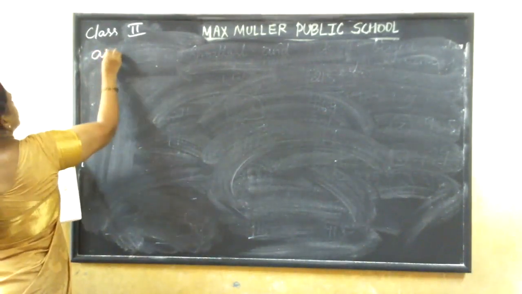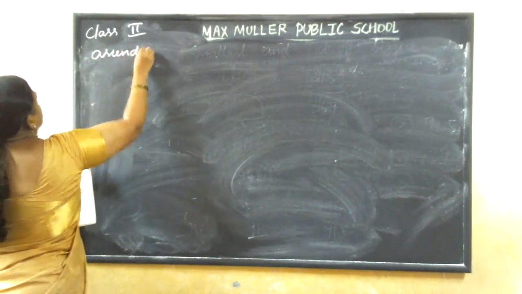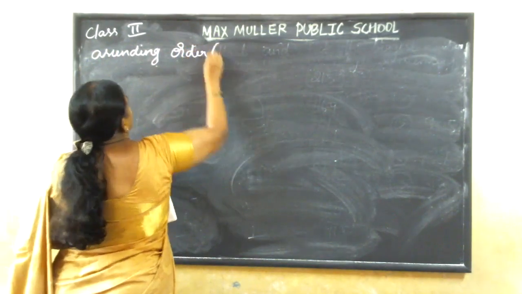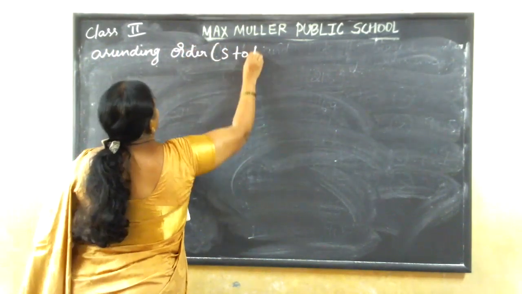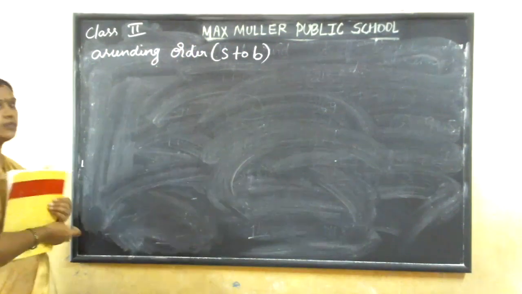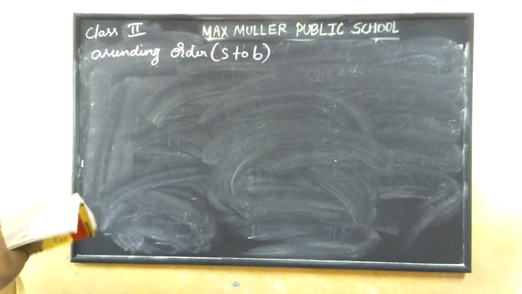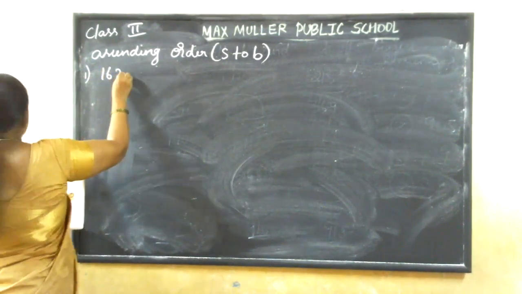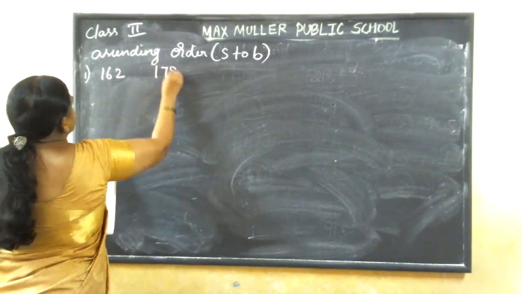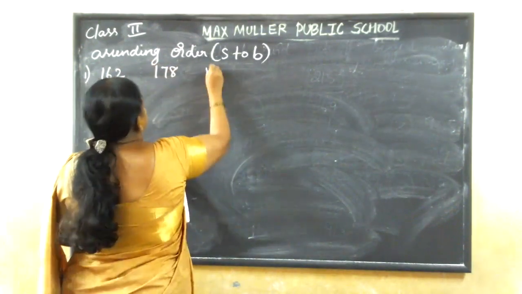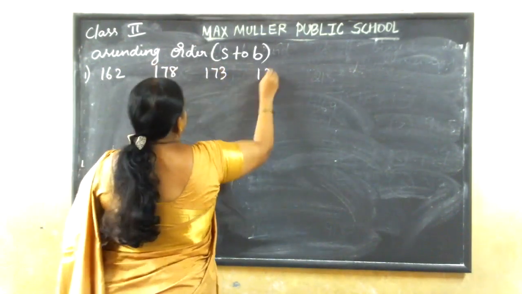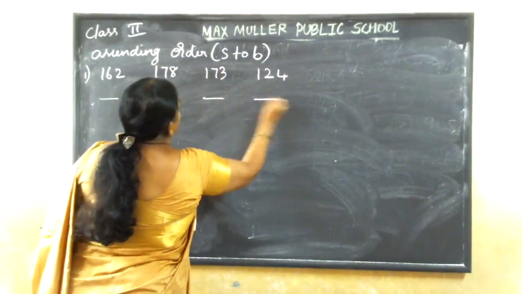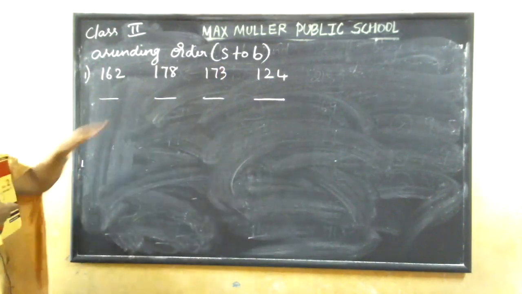Ascending order, next one. Small to big. S means small, B means big. First one: 162, 178, 173, 124. You want to write the small number first, after that big, small to big.